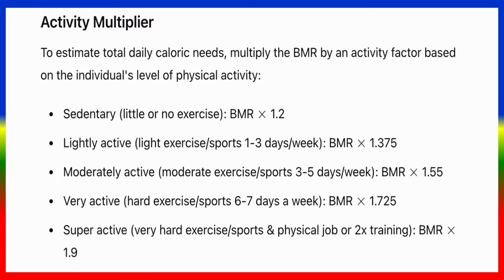Activity multiplier. To estimate total daily caloric needs, multiply the BMR by an activity factor based on the individual's level of physical activity. Sedentary, little or no exercise: BMR times 1.2. Lightly active, light exercise including sports 1 to 2 days per week: BMR times 1.375.